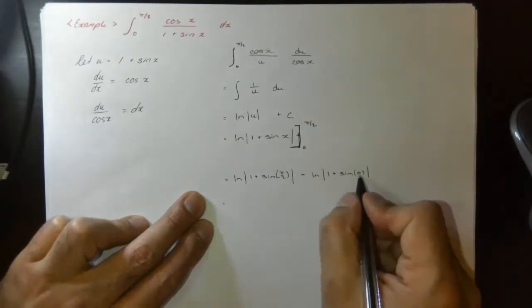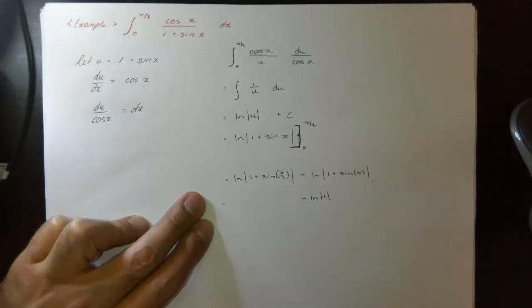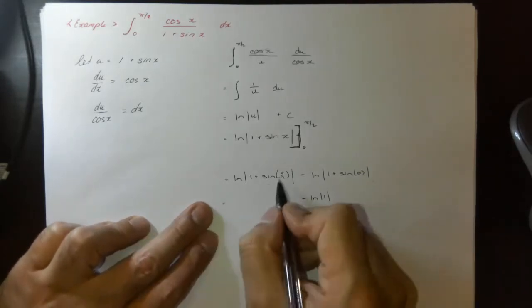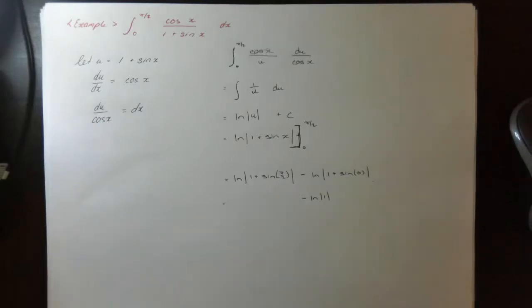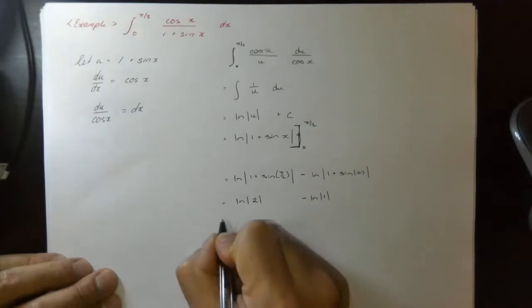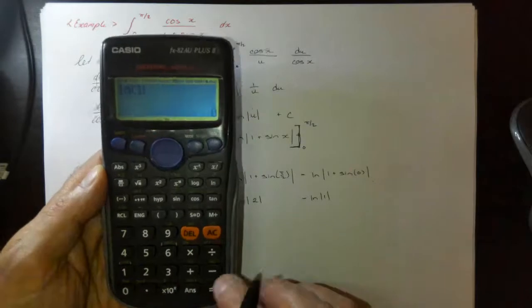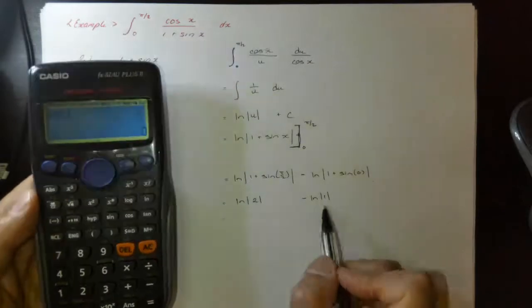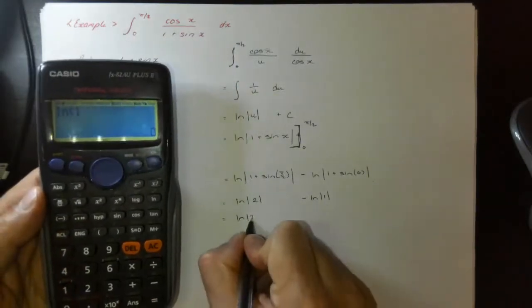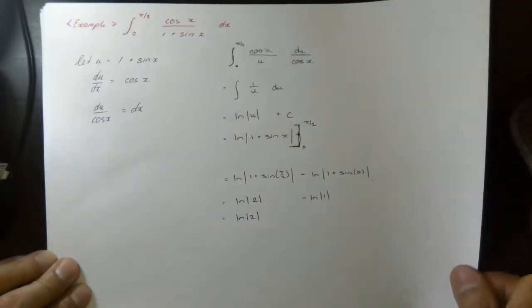Okay, well, sine 0 is 0, so that's just going to be minus log of absolute 1. Okay, sine of 90 should be 1. Yeah, so that's going to be log 1 plus 1 is 2. Okay, now log of 1 is 0. Yeah, that's a nice one to remember. So this is the natural log of 2. Okay.